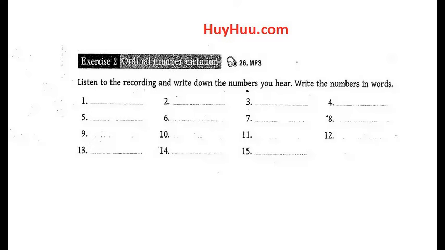Number 7, 18th. Number 8, 40th. Number 9, 50th. Number 10, 90th. Number 11, 20th. Number 12, 32nd. Number 13, 44th. Number 14, 53rd. Number 15, 100th.